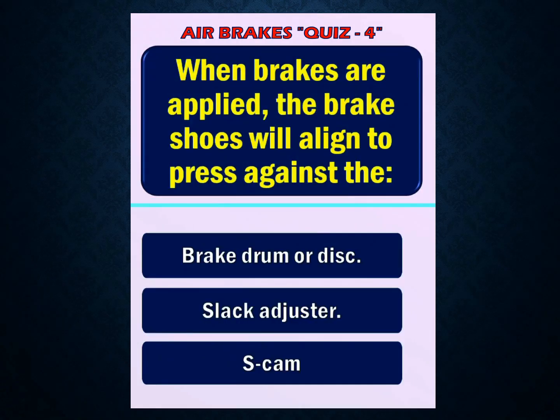When brakes are applied, the brake shoes will align to press against the... The correct answer is A. Brake drum or disc.